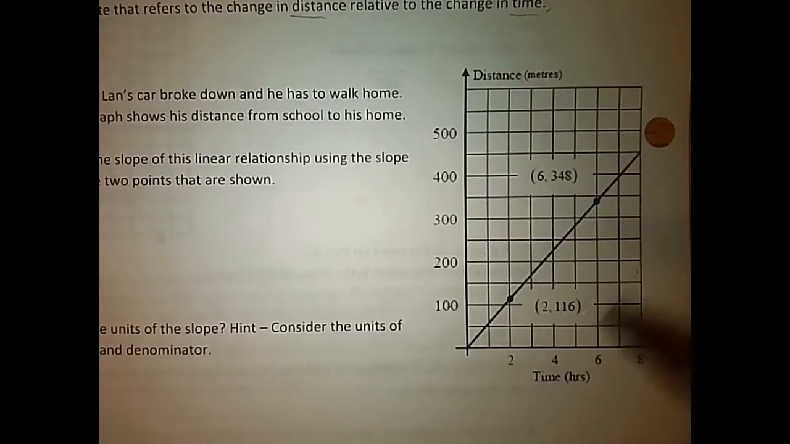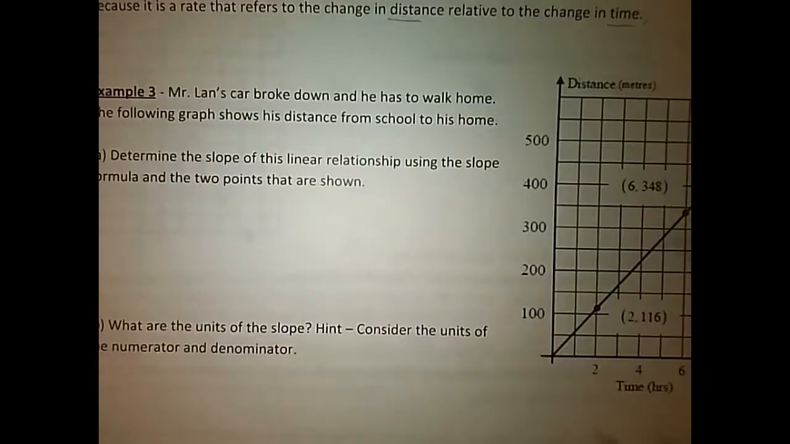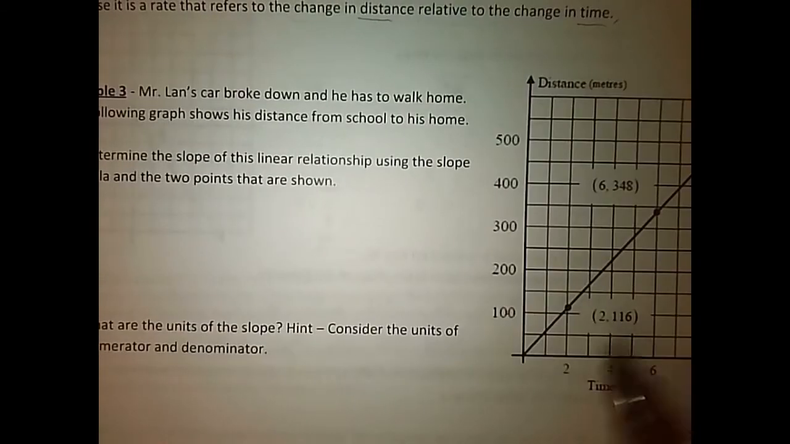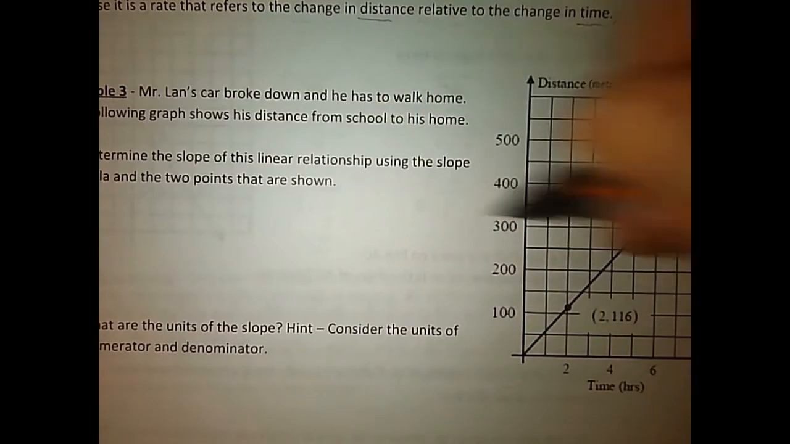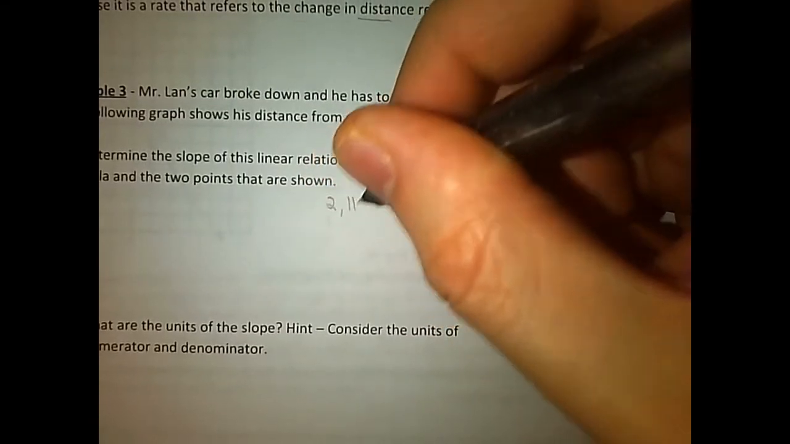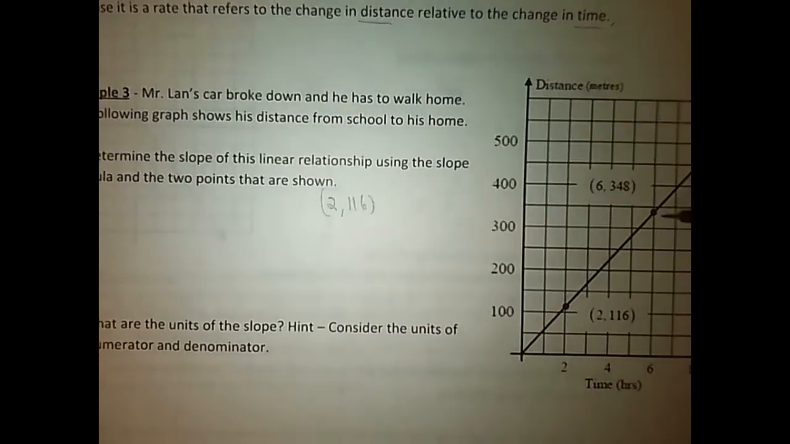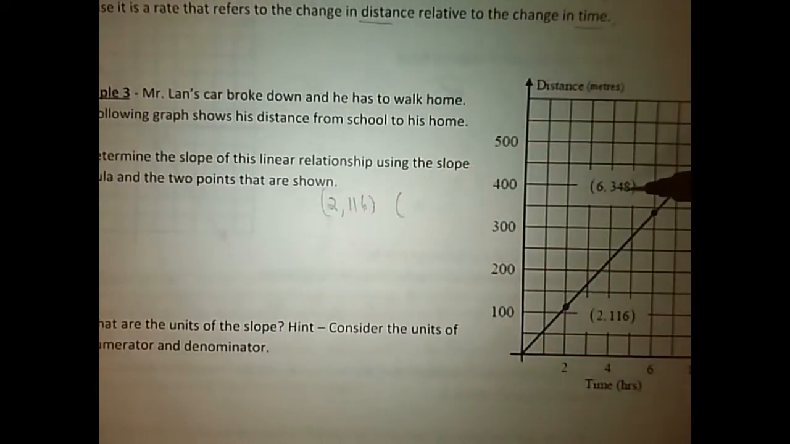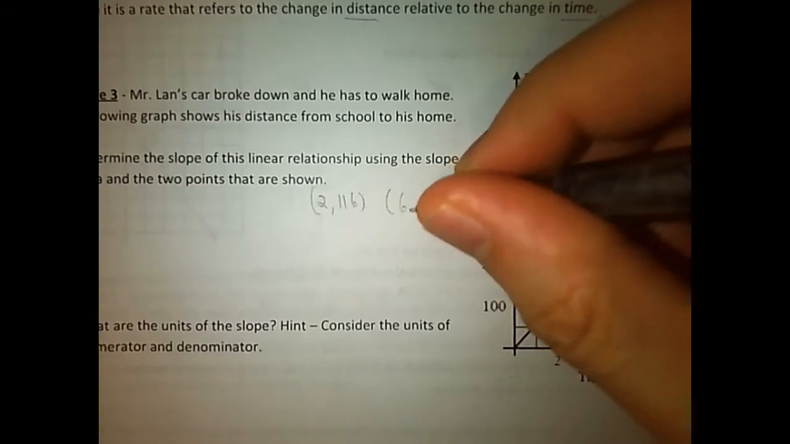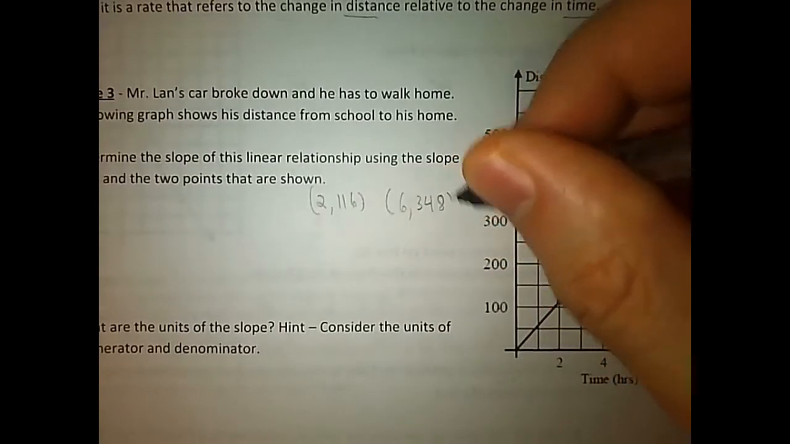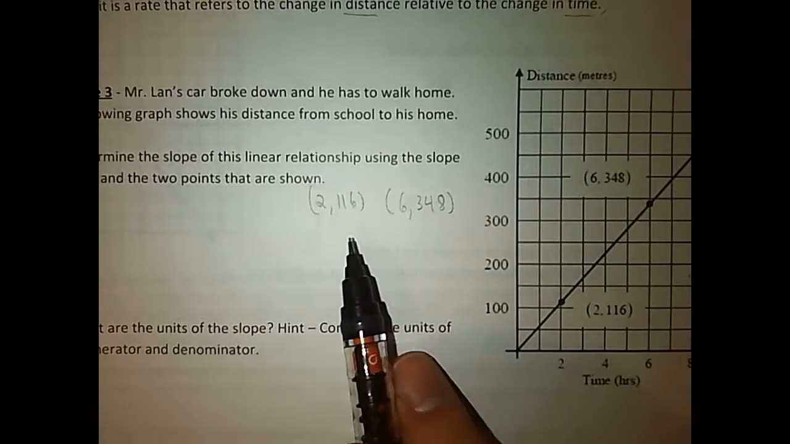So these are the 2 points that we have. I'm just going to write them down over here. So we have our first point, and just going from left to right, the first point I see is 2 and 116, and then 6 and 348. So these are 2 points we're going to be using.